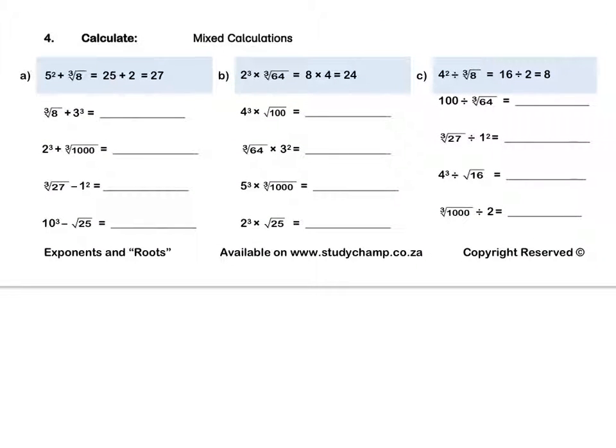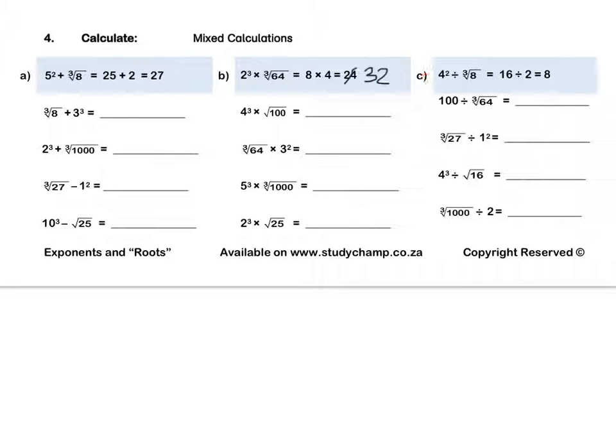Question 4. Mixed calculations. 5 squared is 25 plus the cube root of 8 is 2 to give a final answer of 27. Press pause to complete all of question A. Question B. 2 cubed is 8, multiplied by the cube root of 64 is 4, to give a final answer of 32. Excuse the mistake. Press pause to complete all of question B.